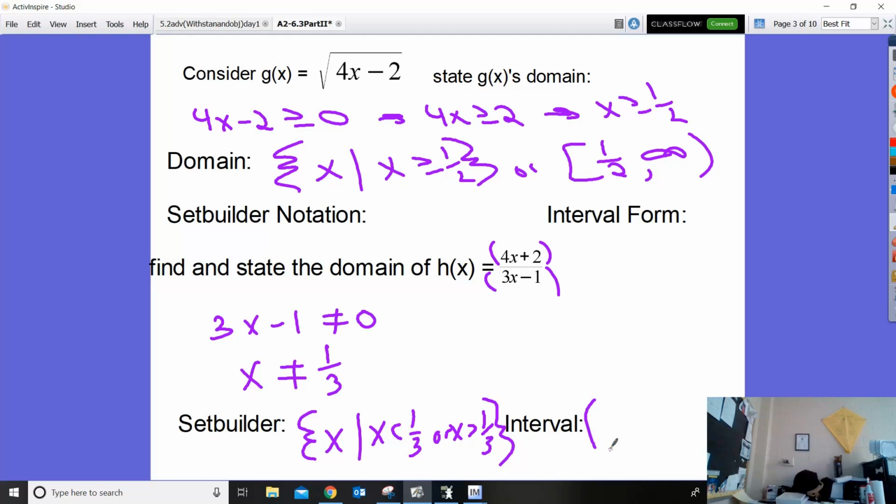As an interval, that graph went from negative infinity to 1/3. It couldn't be 1/3, so parentheses on 1/3. And it jumped from the other side of 1/3 to positive infinity. Hopefully that's enough talk about domains, because that's actually not the point of today's lesson. The point of today's lesson is still composition of functions, which you did a lot of yesterday. You just didn't talk about their domain.